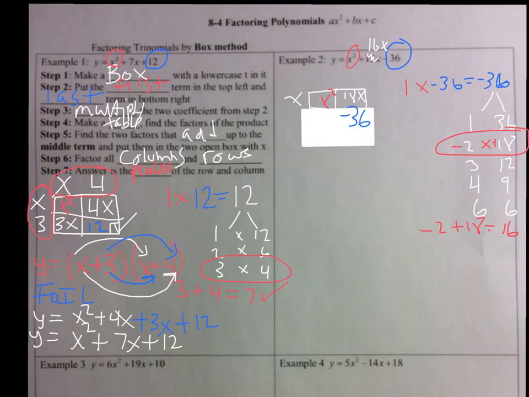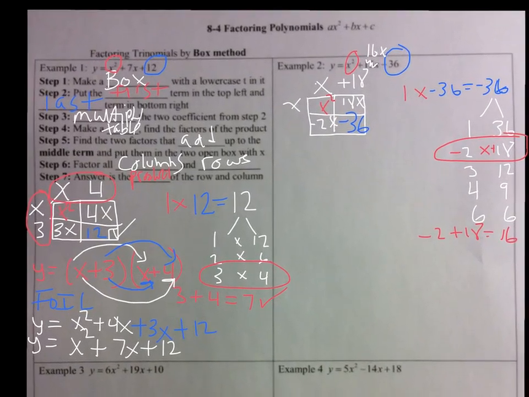So again, you ask yourself, x times what value will give us an x squared? The only value that will give us x squared is x. And then you ask yourself, x times what value will give us 18? The only value would be a positive 18. Alright, so I'm going to move this box again.